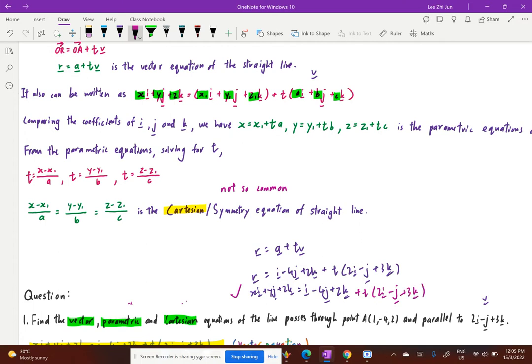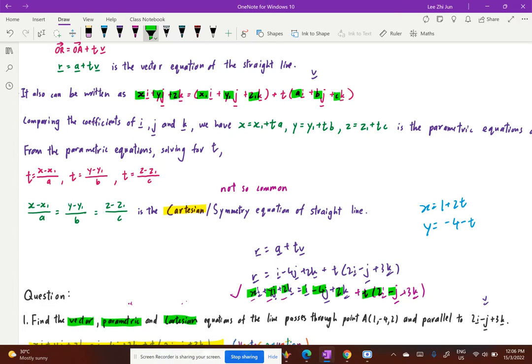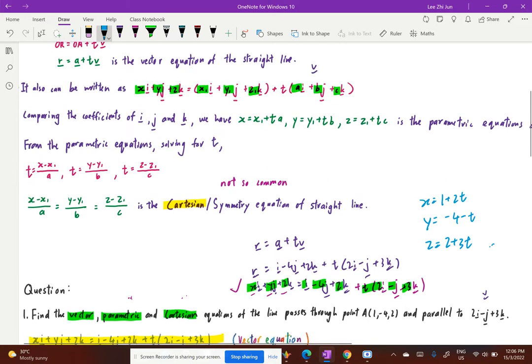So if I write xi plus yj plus zk, I write out the coefficient of i, j and k, so I can straight away compare the coefficients. For x, it will be 1 plus 2t. The y equals minus 4 minus t. Don't forget to write the t. And the last one, z is 2 plus 3t. So this is the parametric equation.